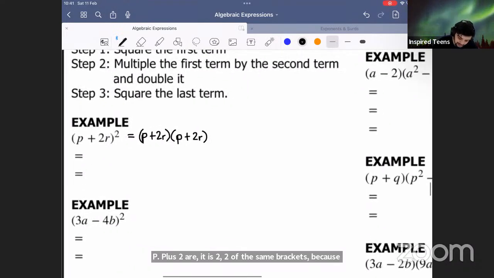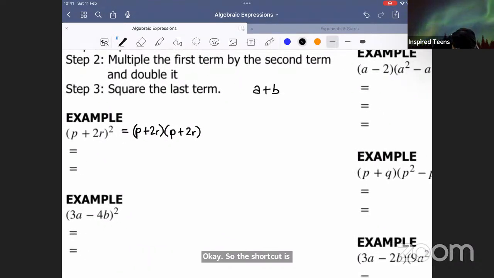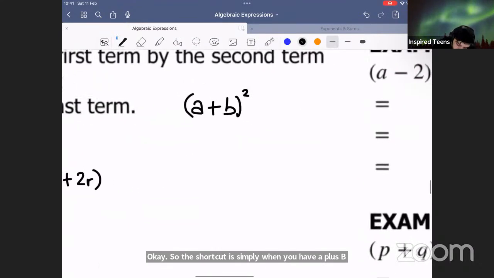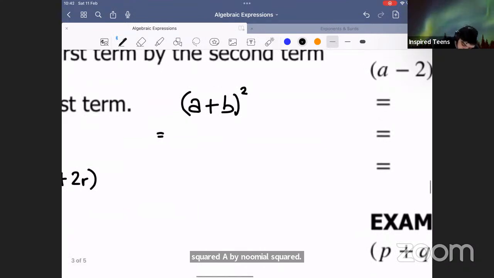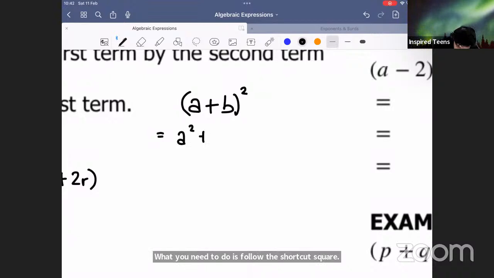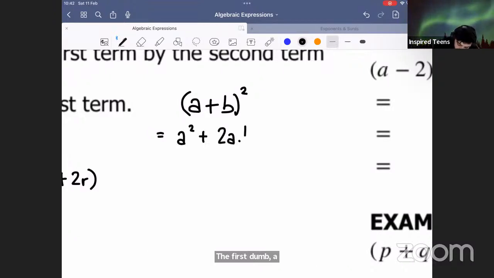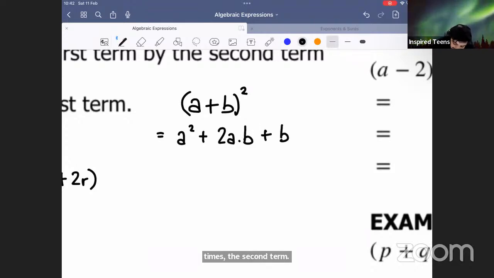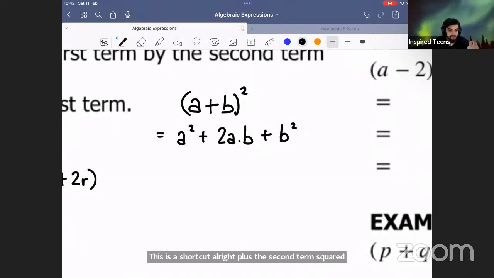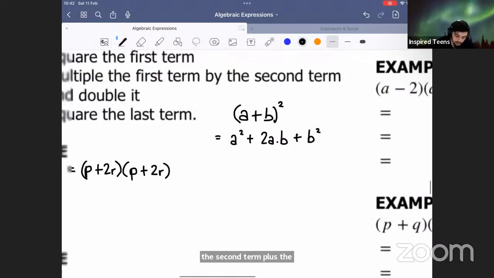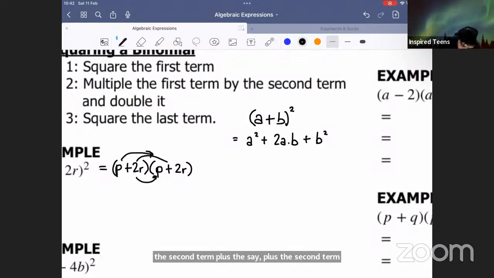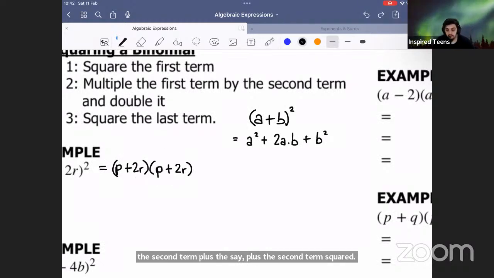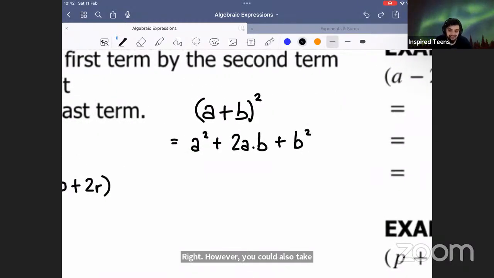Okay. So the shortcut is simply when you have a plus b squared, a binomial squared, what you need to do is follow the shortcut. Square the first term, a squared, plus 2 times the first term times the second term. This is a shortcut, right? Plus the second term squared. First term squared plus 2 times the first term times the second term plus the second term squared. Yes, you could do FOIL, whatever FOIL is, right? However, you could also take this shortcut and skip one step.